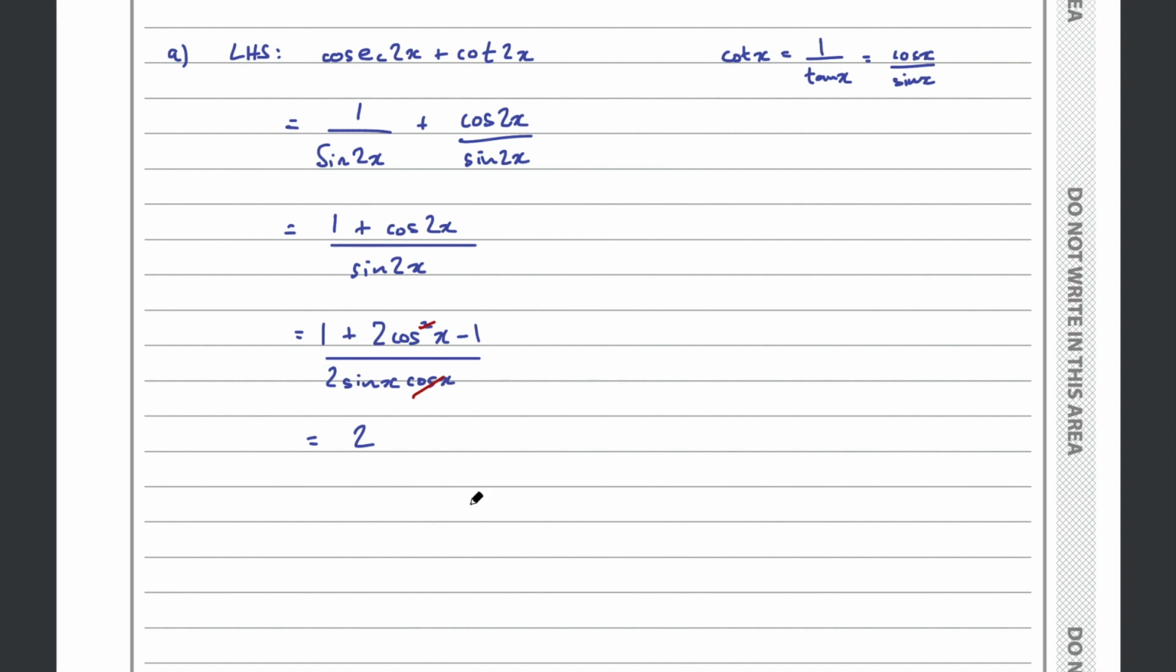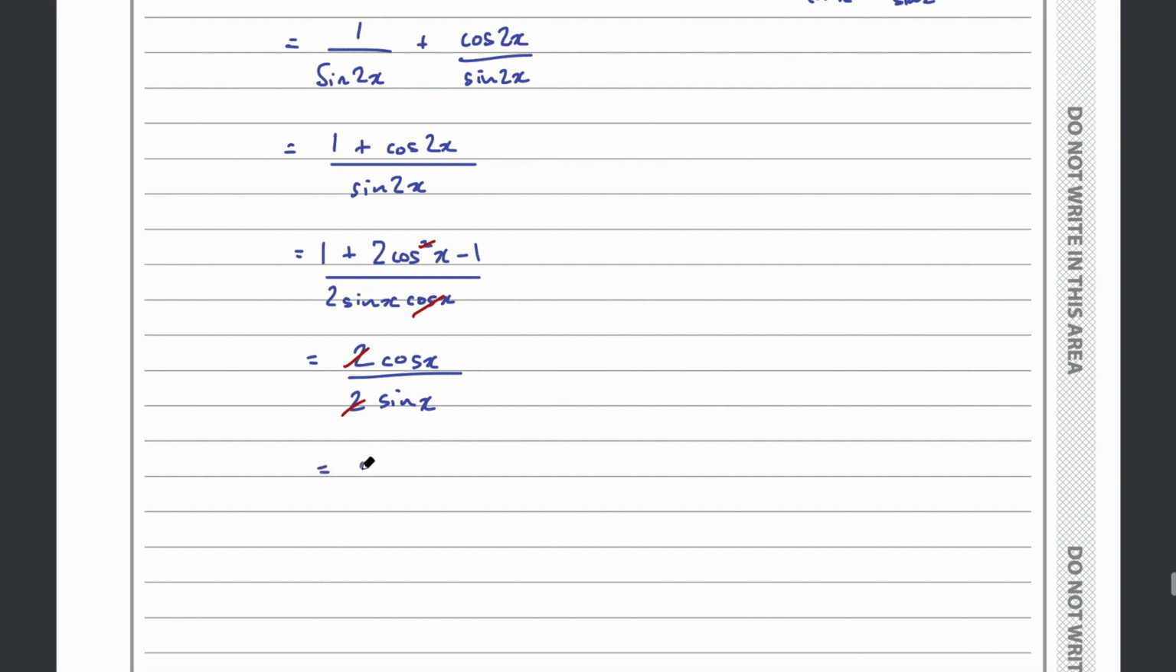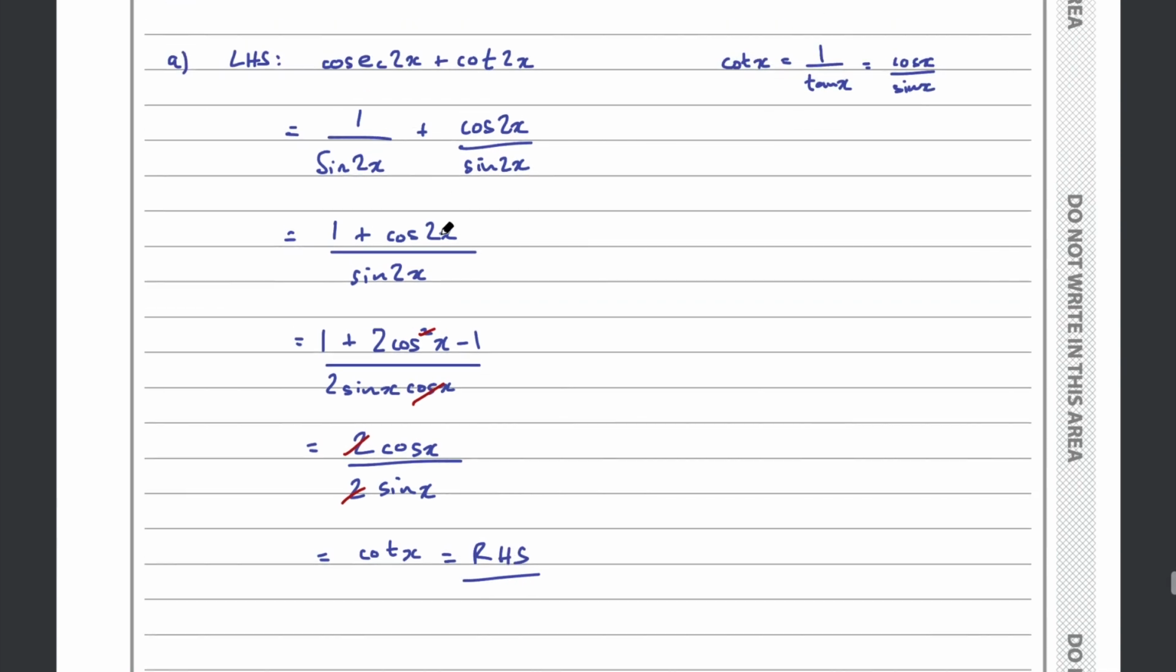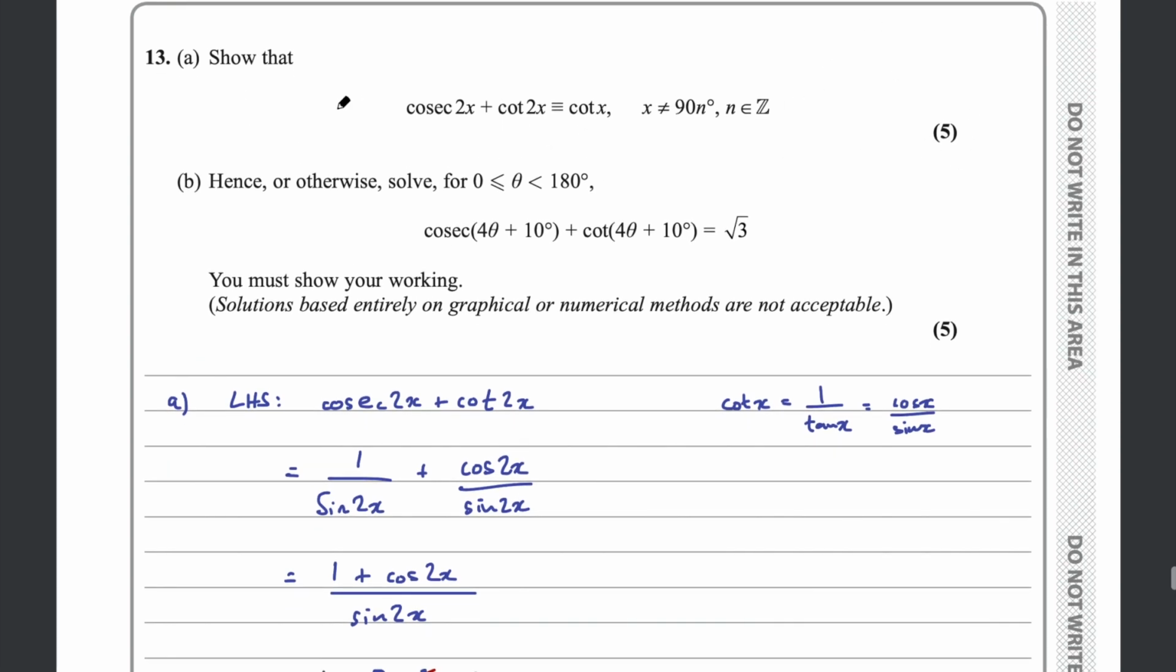So we're just left with 2 cosine x on the top line and 2 sine x on the bottom line. The 2's would cancel out, so we're just left with cosine x over sine x. And as we said before, that's equivalent to the cotangent of x, which is equal to the right-hand side. So there we go, there's our proof, our show that, for 5 marks for part A.